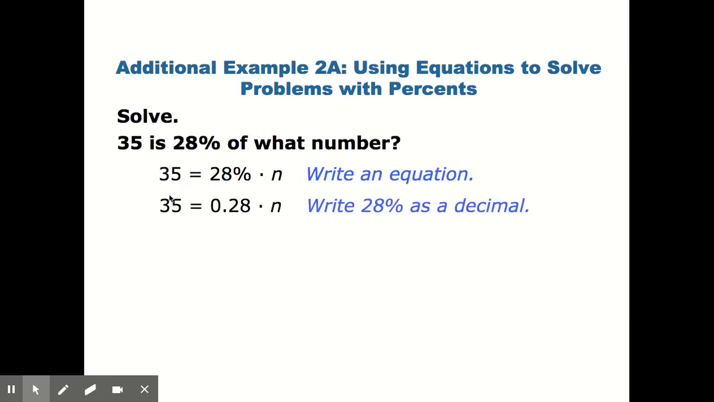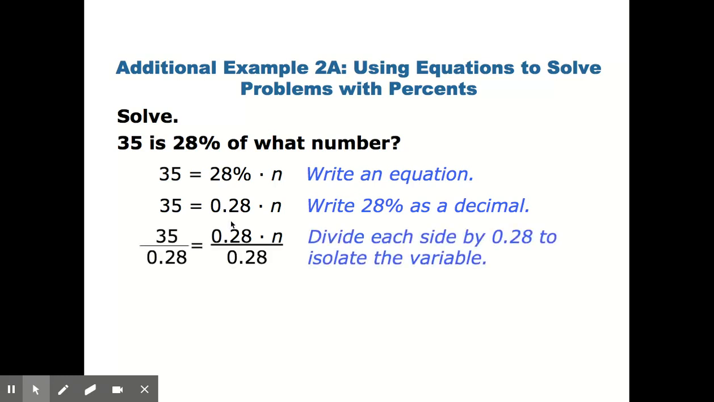Okay, we're going to make the 28% become a decimal, so it's 0.28. We're going to divide both sides by 0.28. That leaves us with 125 for n. So 35 is 28% of 125.